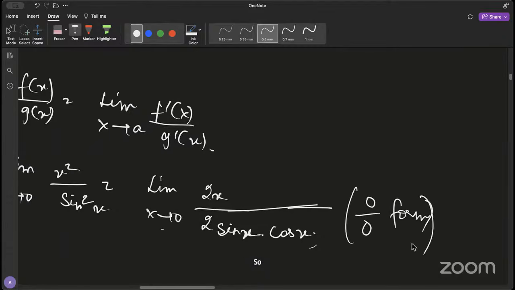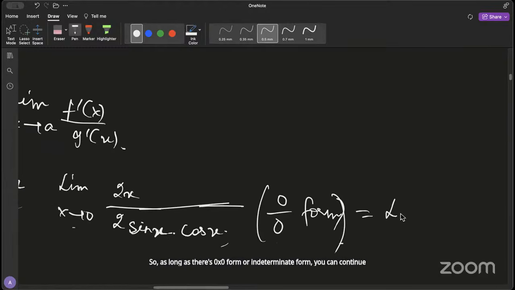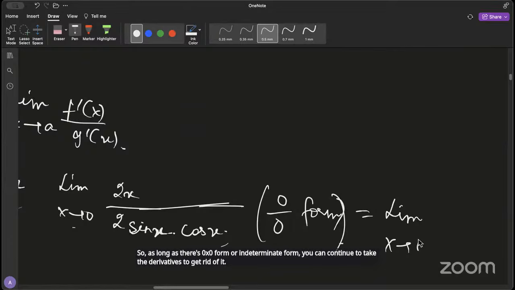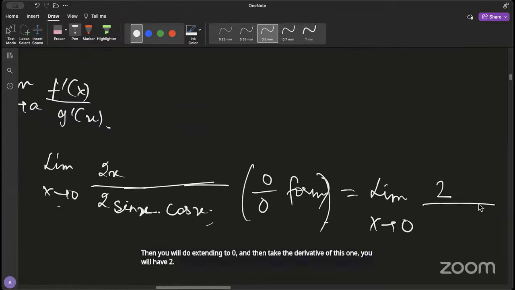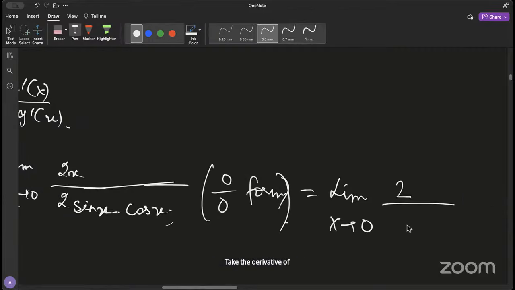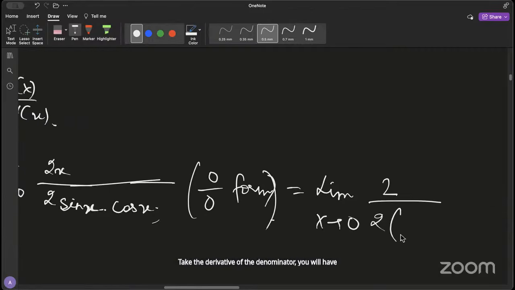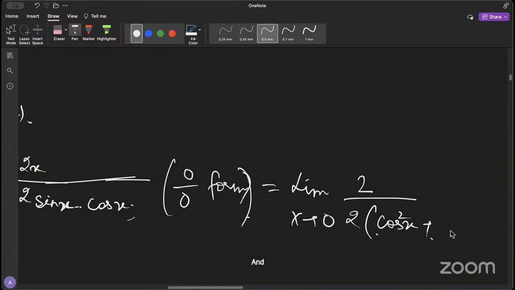So as long as there's 0 by 0 form or indeterminate form, you can continue to take the derivatives to get rid of it. Then you will do x tending to 0 and take the derivative of this one. You will have 2. Take the derivative of the denominator. You will have 2 here. The derivative of sine x is cos x as it is. And the derivative of cos x is minus sine x as it is. So you will have minus sine square x.